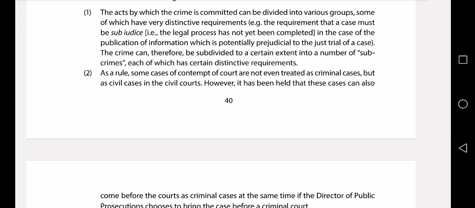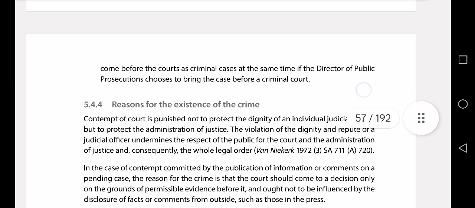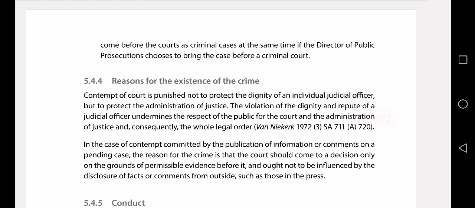As a rule, some cases of contempt of court are not even treated as criminal cases, but as civil cases. In the civil courts, however, it has been held that these cases can also come before courts as criminal cases. At the same time, the Director of Public Prosecutions may choose to bring the case before a criminal court.